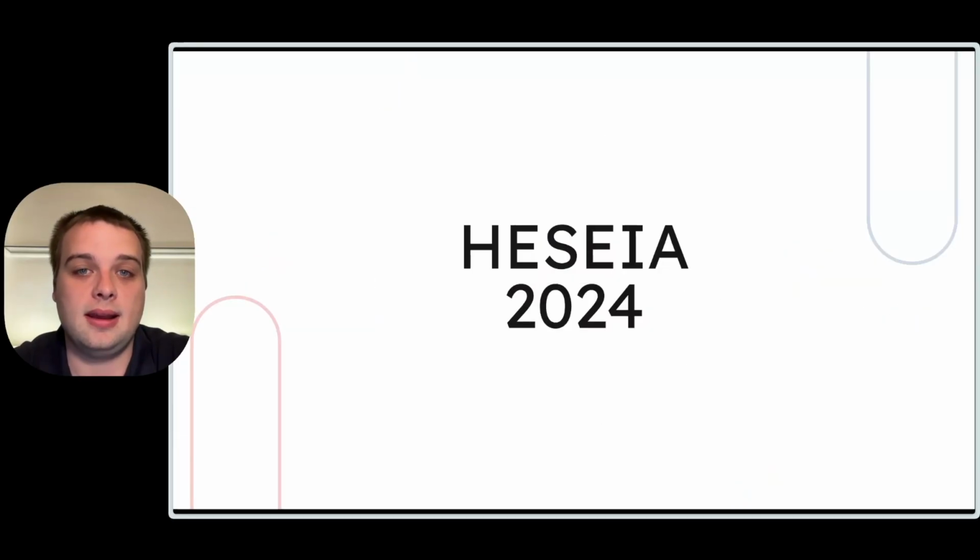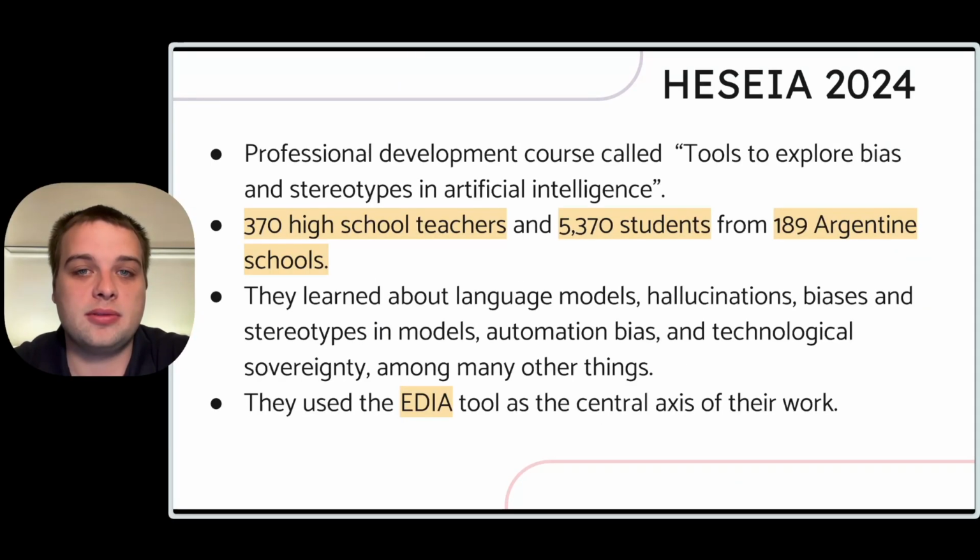We introduce HESEIA. HESEIA was a professional development course we carried out in 2024, which is a Spanish acronym for Tools to Explore Bias and Stereotypes in Artificial Intelligence. This PD course was taken by 370 high school teachers and involved over 5,000 students from 189 Argentine schools. They learned about language models, hallucinations, biases and stereotypes, automation biases, technological sovereignty, among many other things.